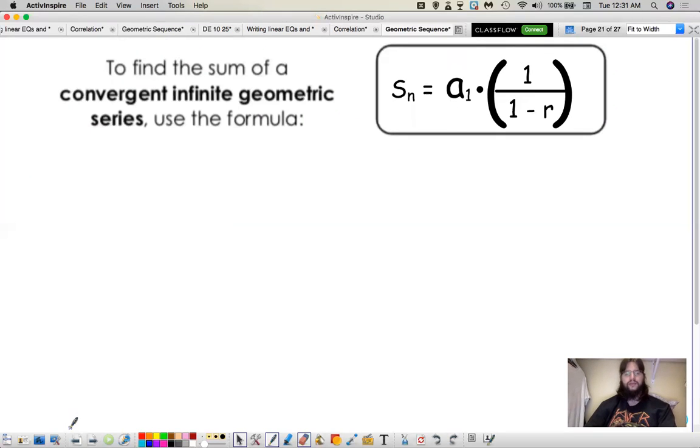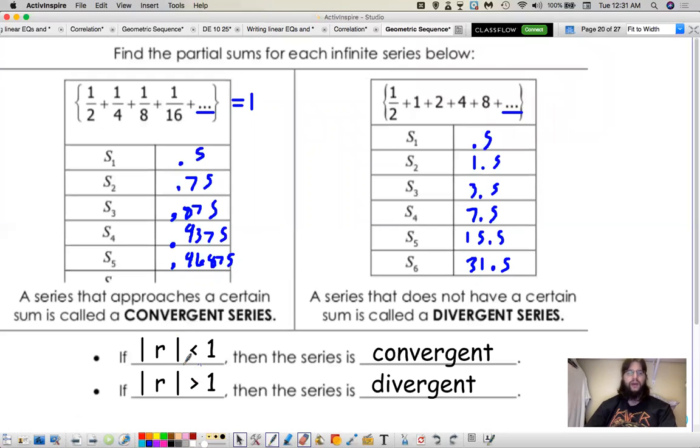Real quick, why do I not include 1 in either one of these? Well, if R equals 1, then we're just multiplying this thing by 1 each time. It's going to be the same number over and over again. It's going to be that number to whatever power you're doing.